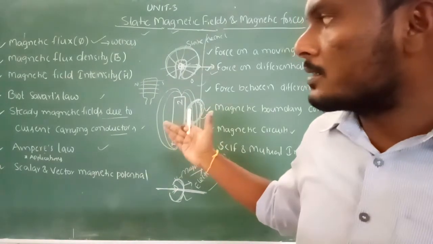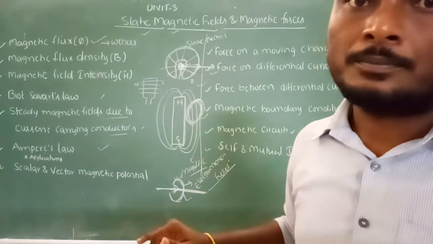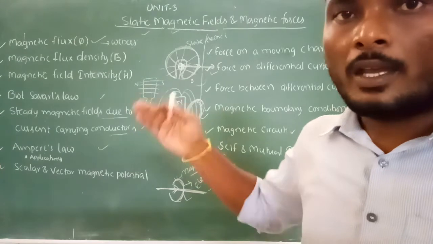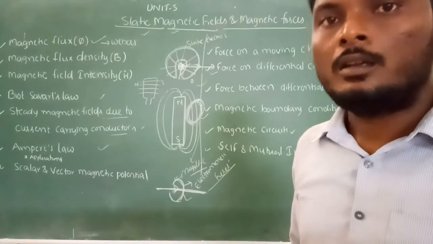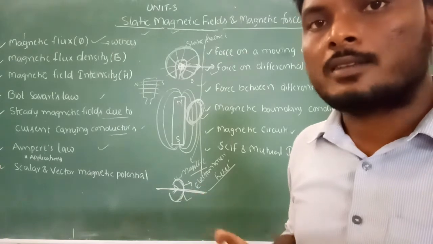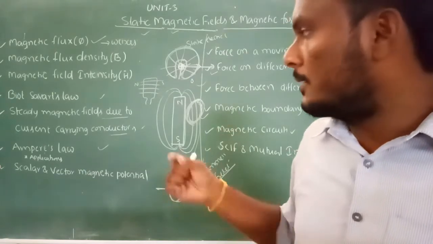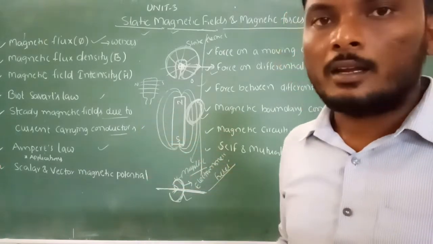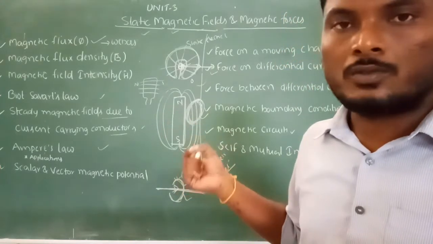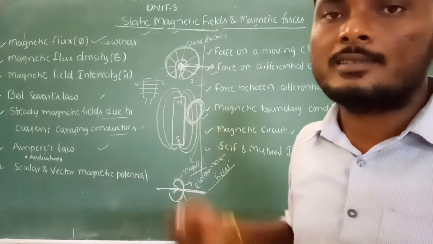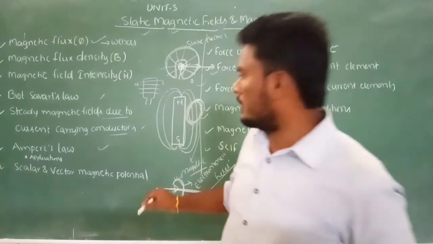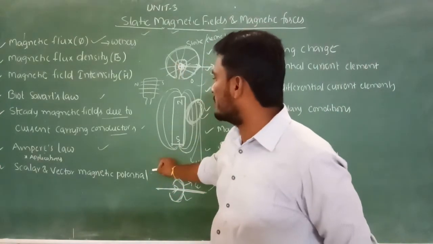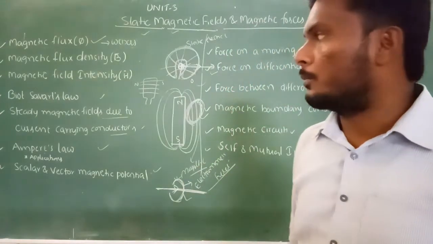Okay, Ampere's law is similar to Gauss's law in electrostatics. Where Gauss's law is useful to calculate electric field intensities and electric flux densities in electrostatics, similarly, in magnetostatics, Ampere's circuital law is useful to calculate the magnetic field intensities for complex problems. Okay, so the last topic in static magnetic fields is the scalar and vector magnetic potential.